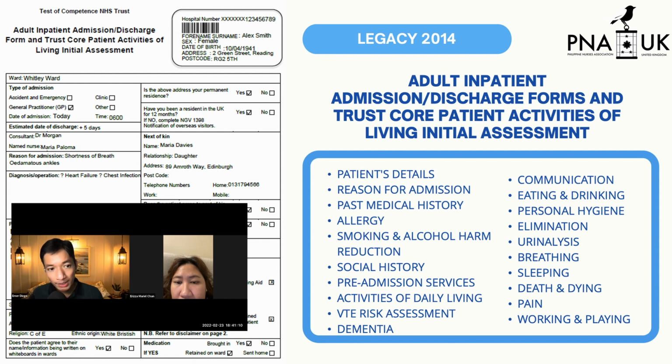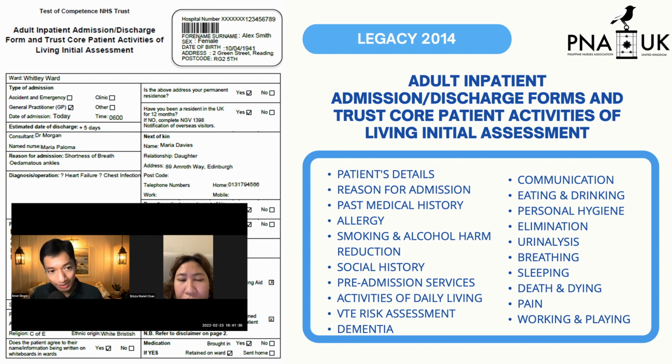The next document, which is the most important document for your assessment station, is the adult inpatient admission or discharge forms and trust score patient activities of living initial assessment. So let's spend some time discussing this. I will be giving you tips. I won't be able to show you the entirety of the document because we don't have enough time. I just summarized the one on your screen. What's the content of this document?